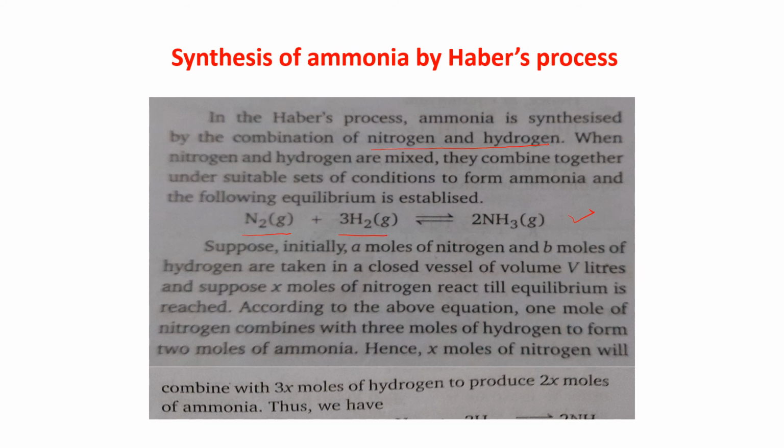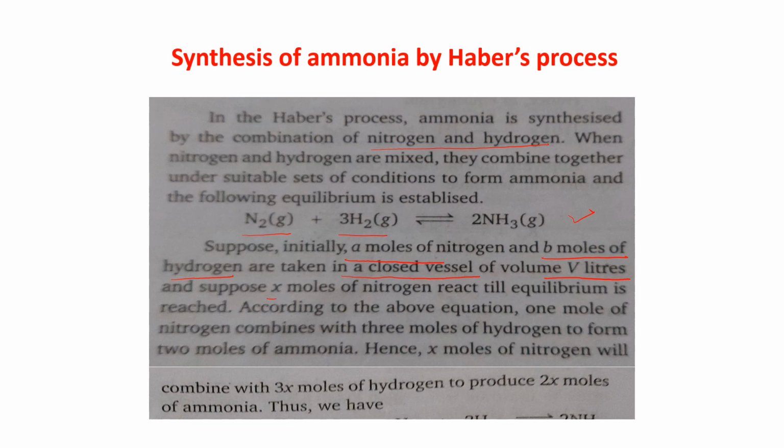Okay, and an equilibrium is established. Suppose initially A moles of nitrogen and B moles of hydrogen, because here there are two different gases, are taken in a closed vessel. You are taking them in the same vessel, just adding the two gases. So the volume is V liter for that vessel.